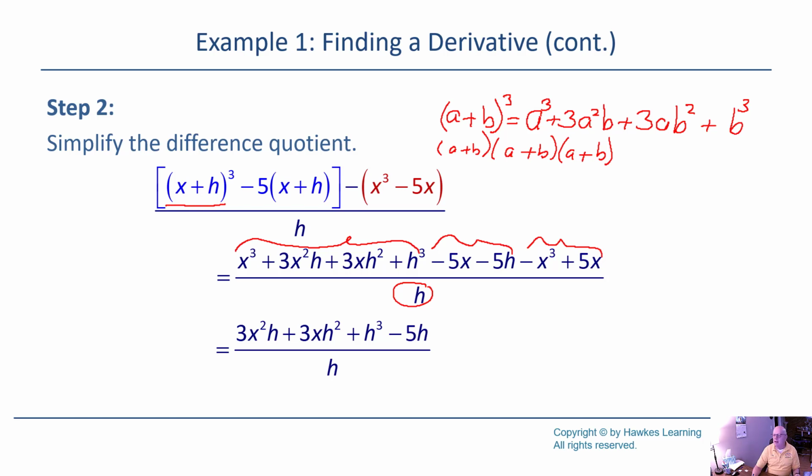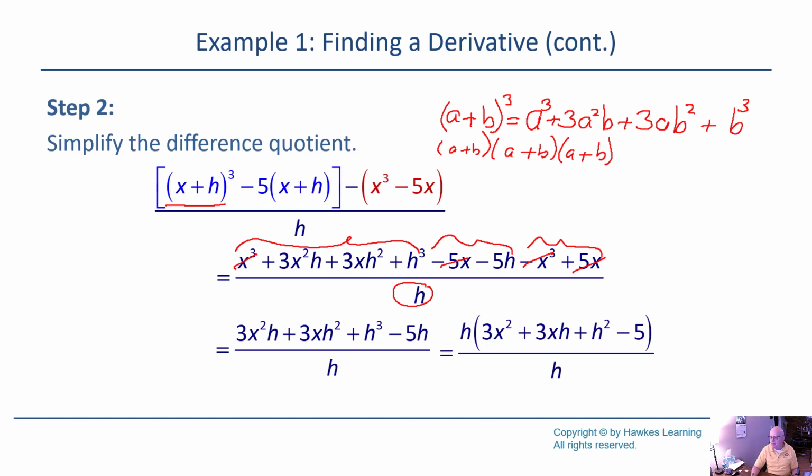Some of those terms in the top cancel out, like the 5x, -5x and 5x give you 0, and so on. What you're left with is this.